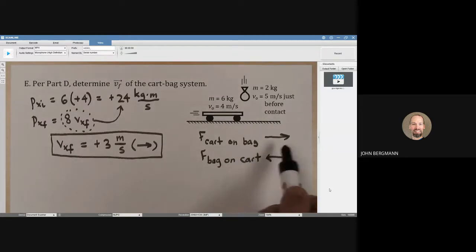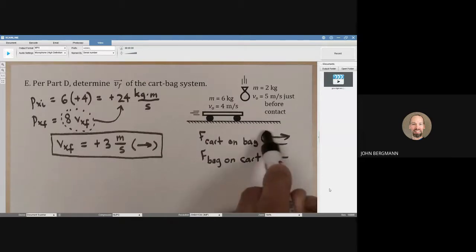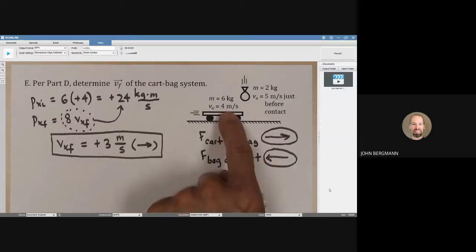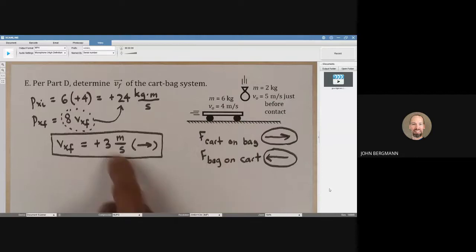And look what that means. That means that the bag is going to start moving to the right because it feels that force, and the cart is going to slow down because it was moving to the right and now it experiences a force to the left, so it should slow down, and it does. It was going 4 meters per second to the right, and now it's only going 3.